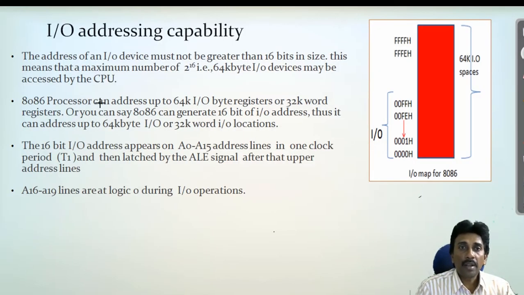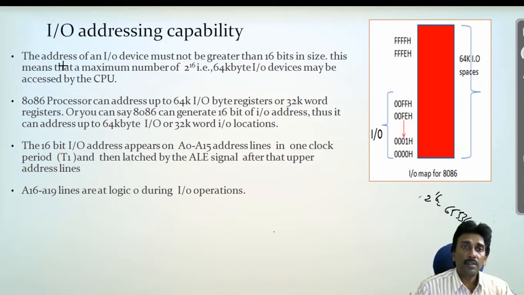Coming to the IO addressing capability. Before, we have seen the memory map of 8086. Now we concentrate on the IO map of 8086. There are 16 data lines we are using, so 2 power 16 means that 65,536 IO spaces are provided to map the IO map of 8086.